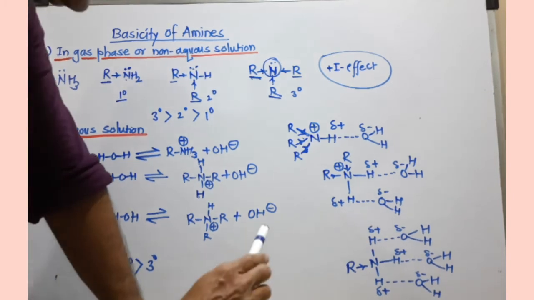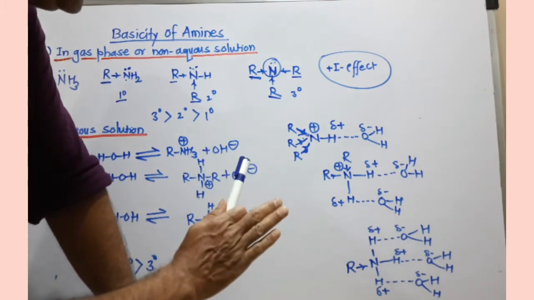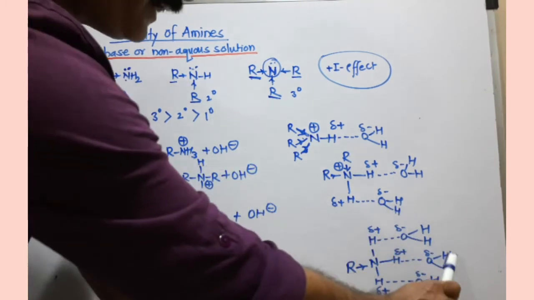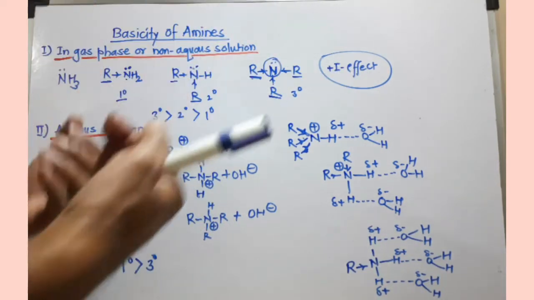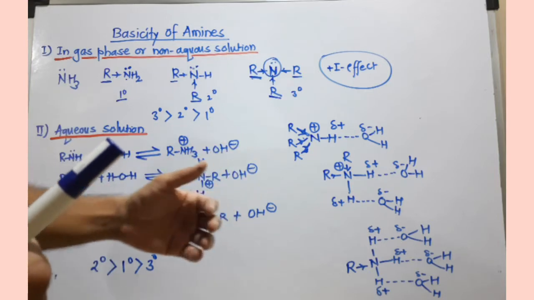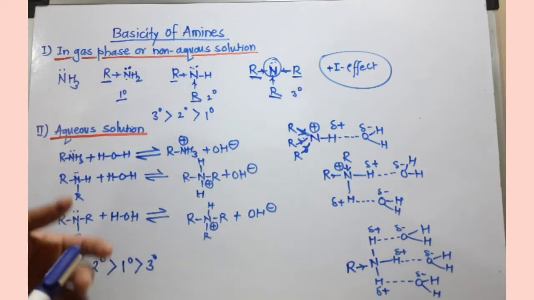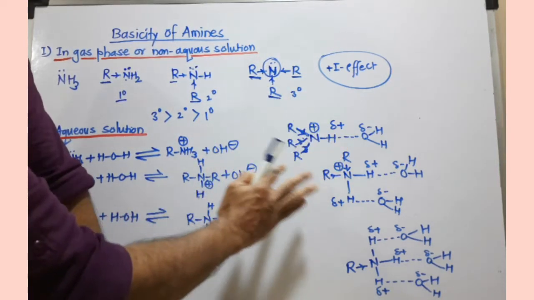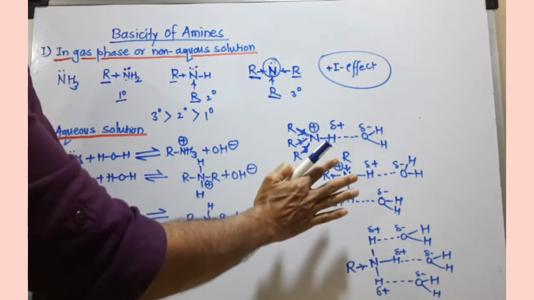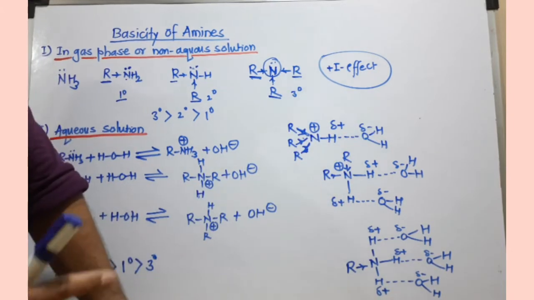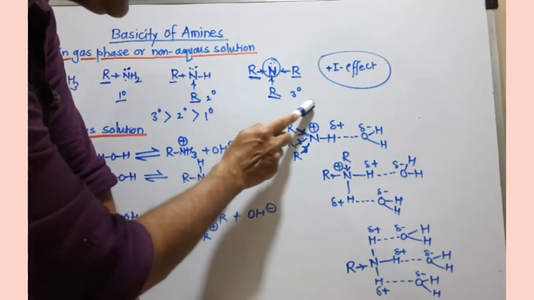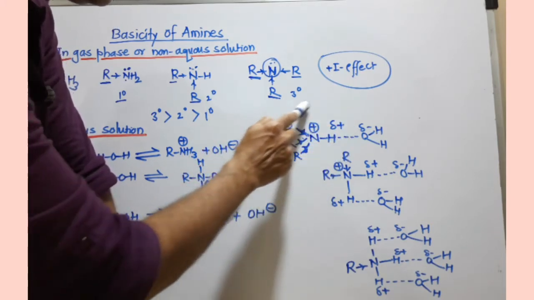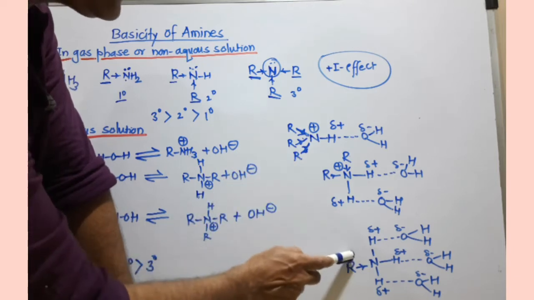So as per this rule, if you consider the stability, actually primary amines must be more stable, but we have to consider both plus I effect here as well as solvation stability. So the stability because of the solvation, because of the hydrogen bonding. So you can see here there are three alkyl groups, means plus I effect is more in case of tertiary amine as compared to the primary.